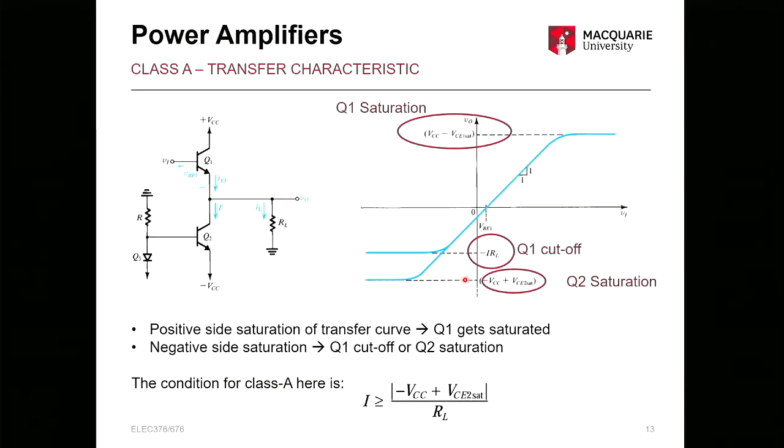Sorry, can you mention again the function of the Q3? Q3 here, the diode? Yep. This is here because it is setting a voltage here, which is basically enabling your VBE. It's setting a voltage there.